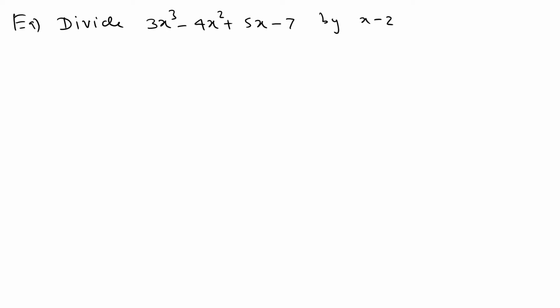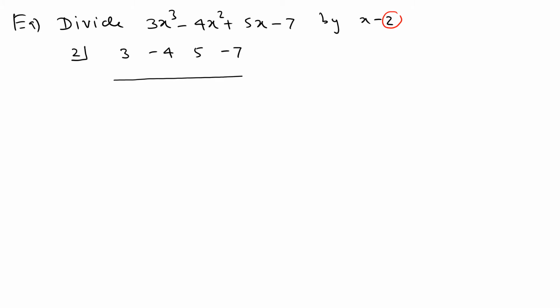So let's say we have: divide 3x cubed minus 4x squared plus 5x minus 7 by x minus 2. When you look at this problem, you can see that it's already in the right form, x minus a form, so things are easy. So we can write the coefficients first: 3, -4, 5, -7. We are dividing by 2, so we put that notation.